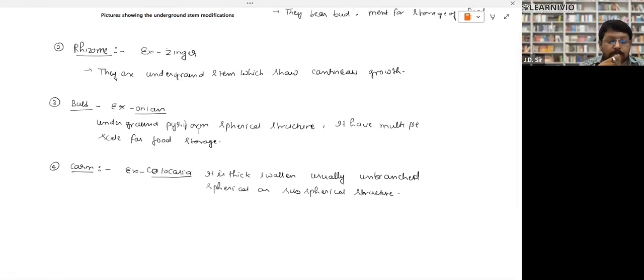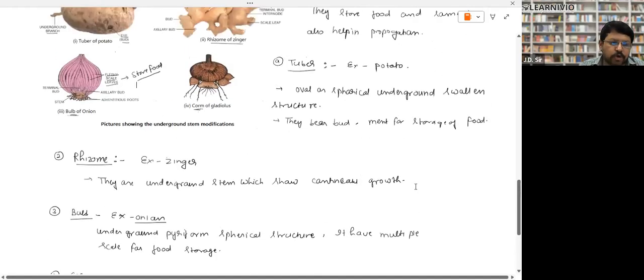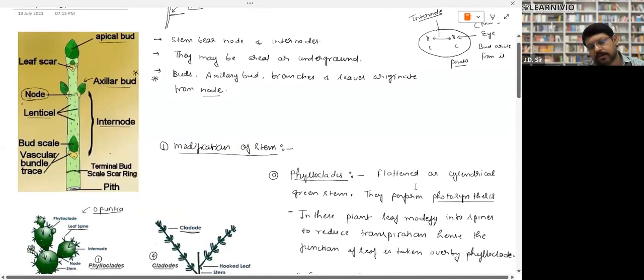Next, corm. Example, colocasia. Colocasia is what you eat, it has a brownish color outer structure, inside it is white color, and it is a bit sticky kind of vegetable, that is underground vegetable, that is called colocasia, right? In general we call it arbi. So it is a thick, swollen, usually underground spherical and subspherical structure and stores food. So tell me if you have any doubt in this modification of stem. Tell me, then we'll go ahead.